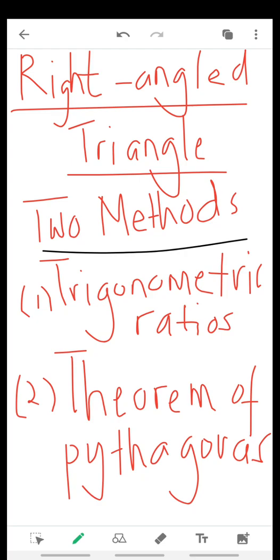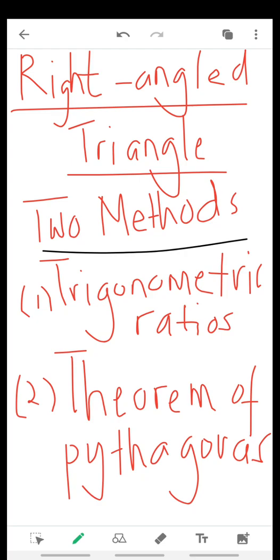And what are these methods? The first method is called the trigonometric ratios. Okay, trig ratios. Then the second method is called the theorem of Pythagoras. Now, before we move on, I want you to highlight these two points and know them. And also add that with your trigonometric ratios, you are able to find both an unknown side or an unknown angle. So meaning, with trig ratios, you can either find a side or find an angle.